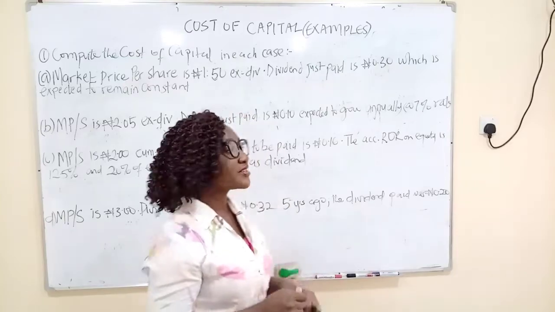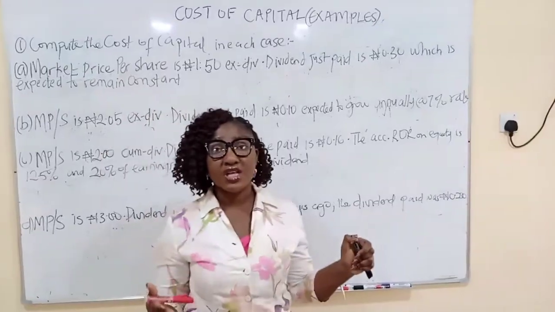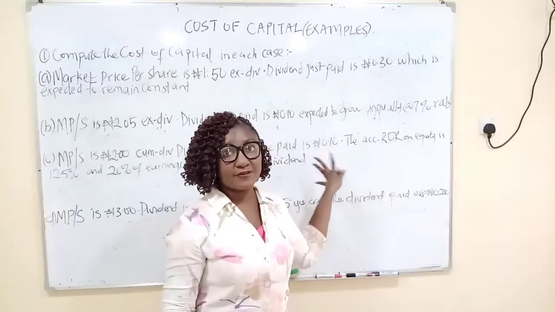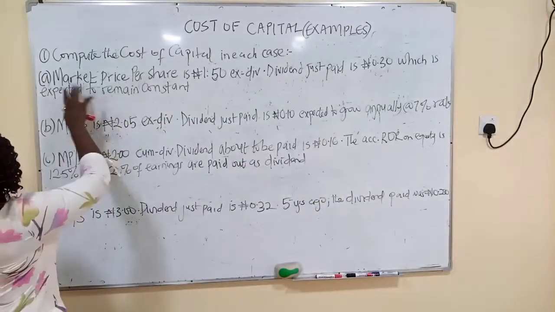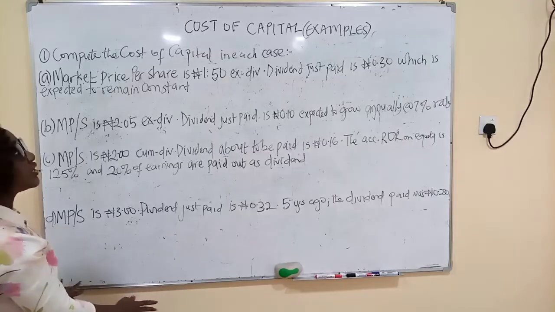So we're about to solve examples, and I'm creating the examples on the board. These examples are going to show us how to calculate the cost of equity. These are not all the examples, but this is just the first part. The first example says compute the cost of capital in each case. So there are different scenarios here.